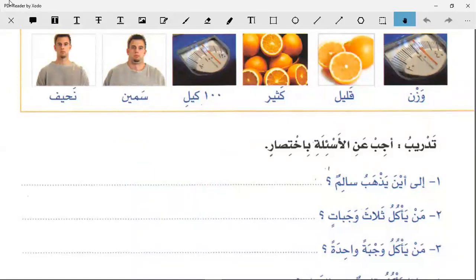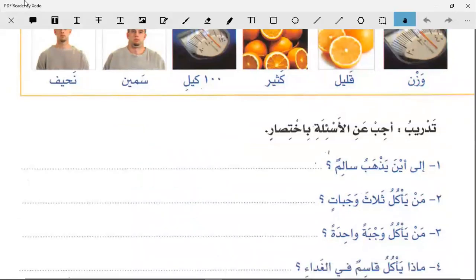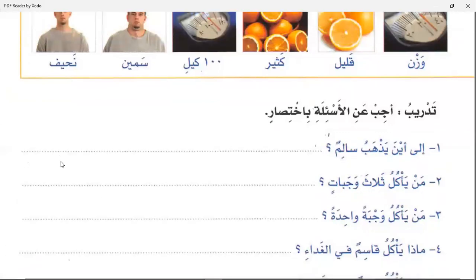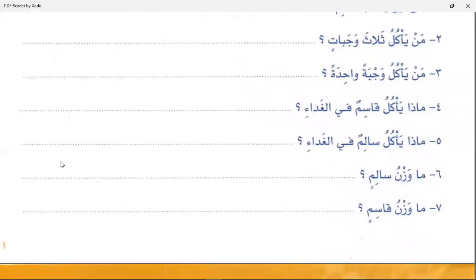So next we have Tadrib. Ajibanil asilati bikhtisar. Answer the questions in brief. Ila aina yazhabu Salim? Where is Salim going? Yazhabu Salim ilal matam. Salim is going to the restaurant. Man ya'kulu salasa wajibatin? Salim ya'kulu salasa wajibatin. In this way, you will answer these questions. These questions are your homework. You write their answers and upload them to Google Classroom. Any questions from anybody?